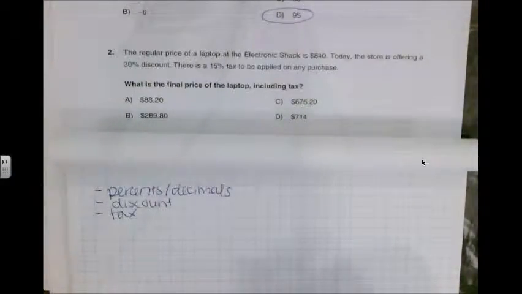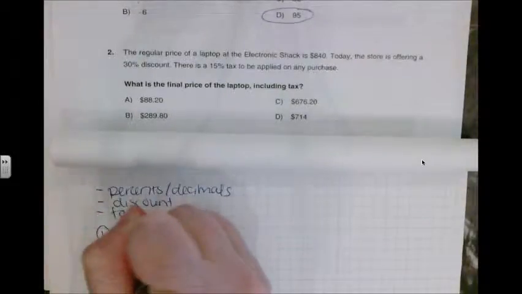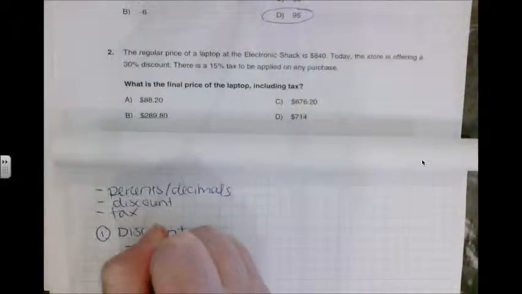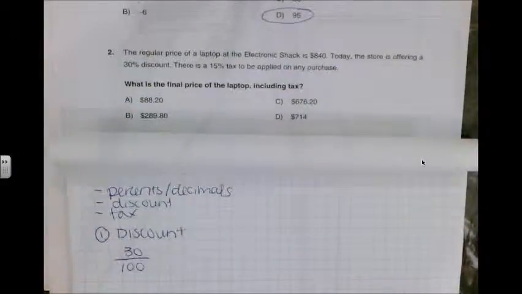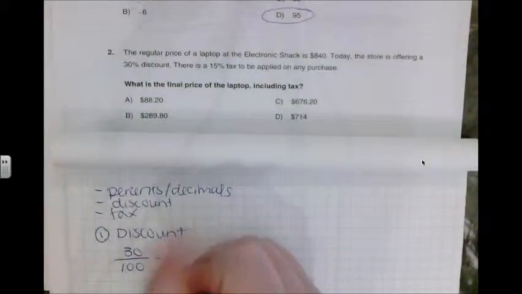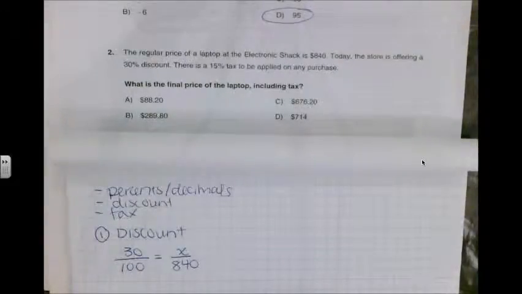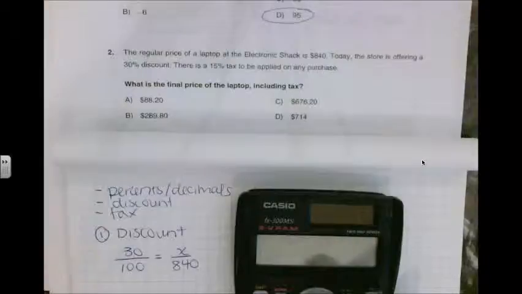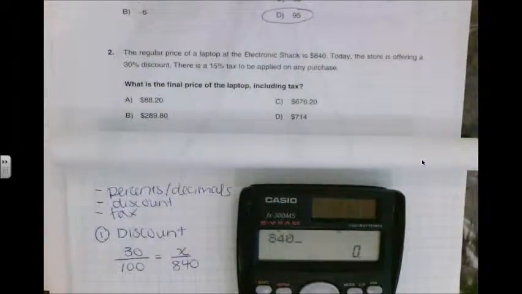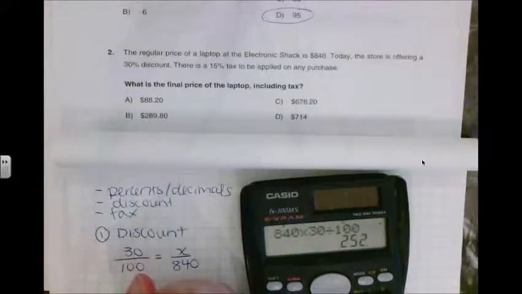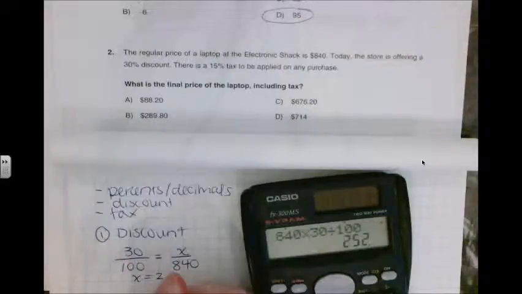Okay, so what I would do is first I would start with the discount. So it's a 30% discount, so you put 30 over 100 because it's 30%, is equal to x over 840 because the total is $840. So then you actually go ahead and cross multiply. You're allowed your calculator. So I'm going to do 840 times 30 divided by 100. Okay, we're doing multiple choice right now, so you don't have to show all your work for this, so it's okay to just do it in your calculator. So here, my x will be 252.